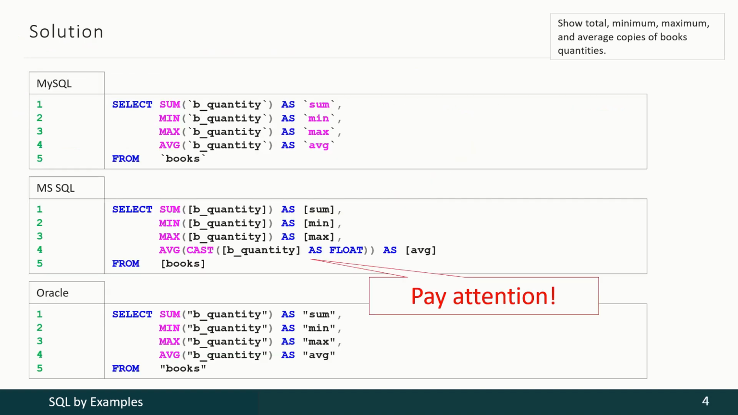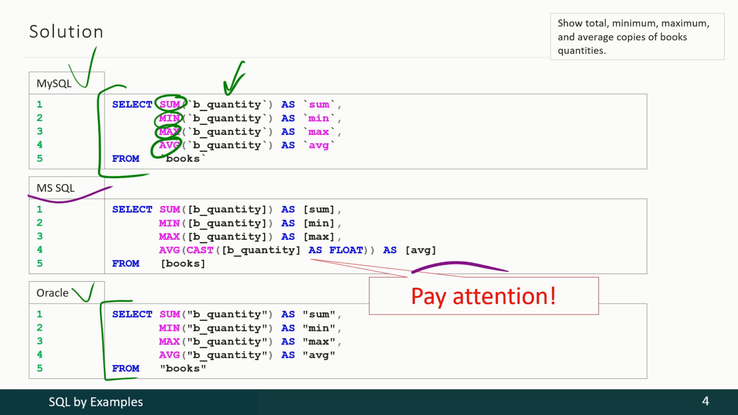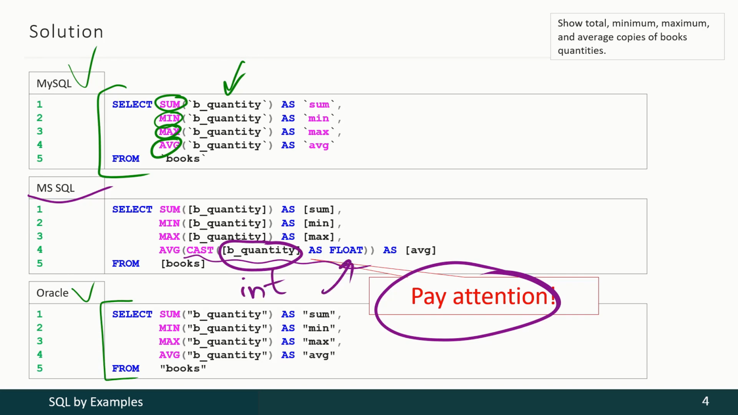To achieve that result, we shall just use one of those functions or all of those functions, put the field name as a parameter for a function, and you may see that in MySQL and Oracle queries are really the same. But in Microsoft SQL Server there is a difference. So pay attention to this. We have to convert that field from integer data type to float data type.